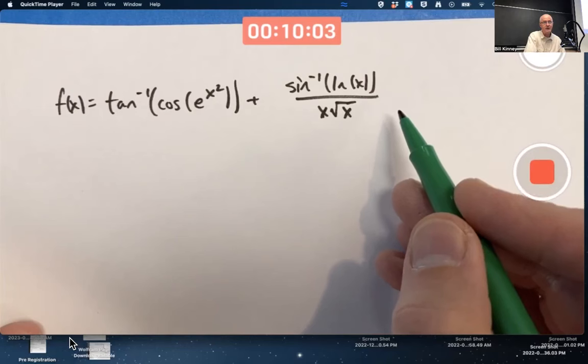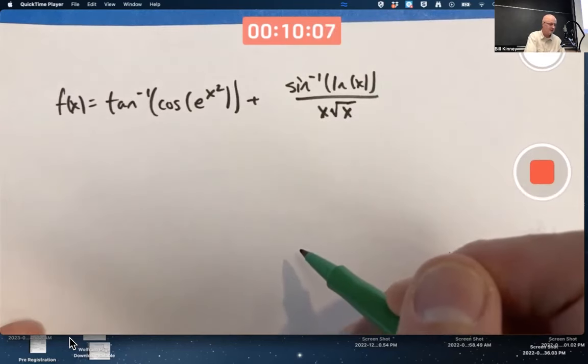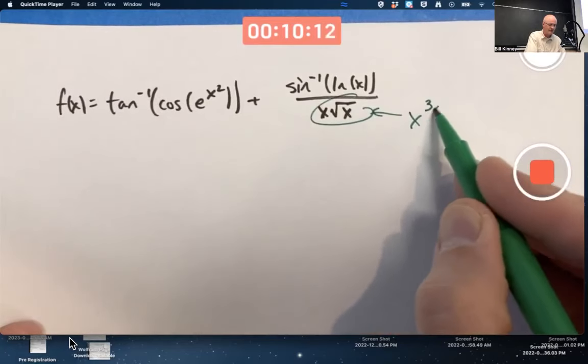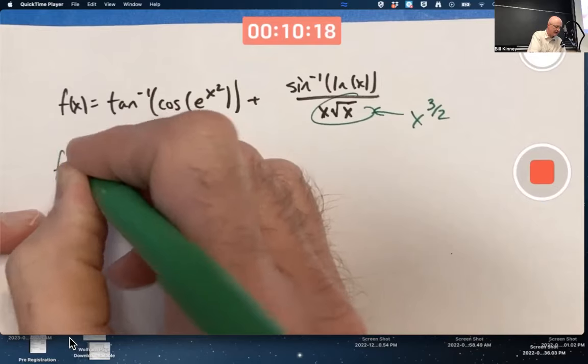This one we have a quotient, so we also need the quotient rule. In the top, we have a composition, so we need the chain rule as well. And it's probably best to write the bottom there as x to the 3/2 power and use the power rule when we differentiate the low in using the quotient rule. So just take it step by step.